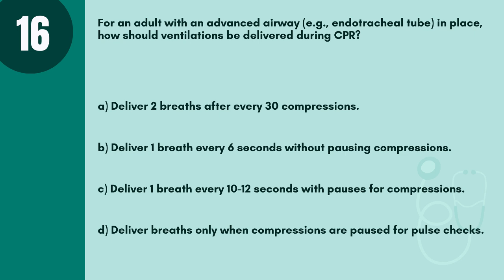Question 16. For an adult with an advanced airway, e.g., endotracheal tube, in place, how should ventilations be delivered during CPR? A. Deliver 2 breaths after every 30 compressions. B. Deliver 1 breath every 6 seconds without pausing compressions. C. Deliver 1 breath every 10 to 12 seconds with pauses for compressions. D. Deliver breaths only when compressions are paused for pulse checks.